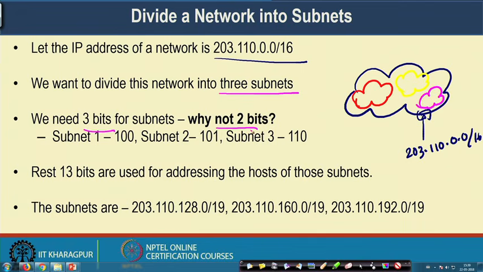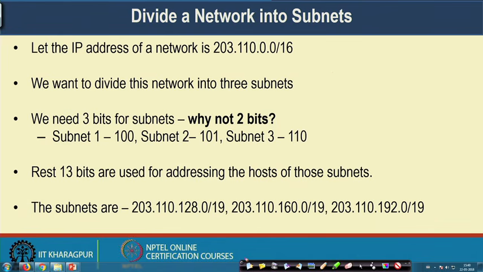So, 203.110.0.0/16 says that 203.110, this part, is my network address part, then I have 16 different bits. I have 8 bits here followed by 8 bits here. These 8 plus 8, 16 bits, I can use to create the subnets. Now, whenever I am creating the subnets, if I have to create 3 subnets, I have to take a certain number of bits from the host.